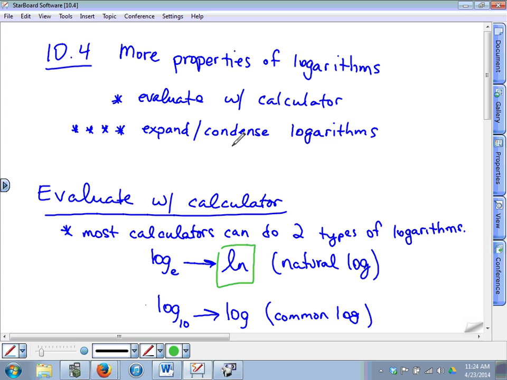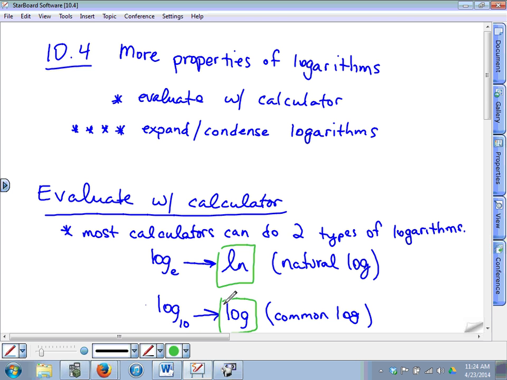Come on. Okay. So, it sounds like the first part of this is going to go real quick, because apparently we talked about it last time, but just as a quick recap. Most calculators only do natural log and common log. Most calculators only do those two.